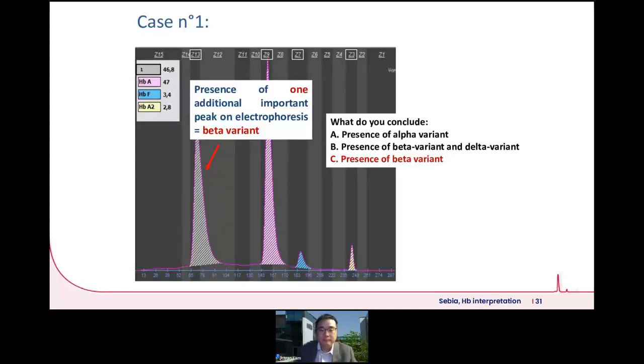Right. So remember that the shift in the beta variant position is not confined to only the left or the right, because it depends on the chemical change in the beta gene. It could be in either direction. Right?